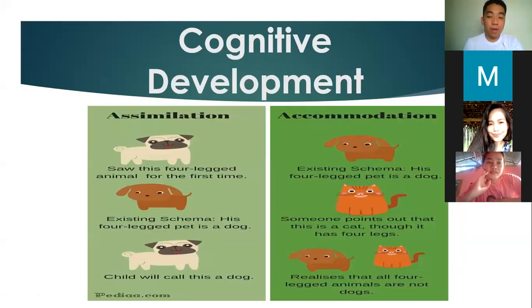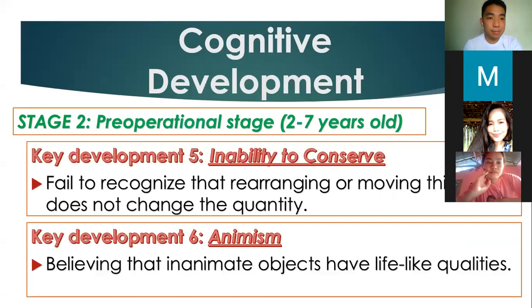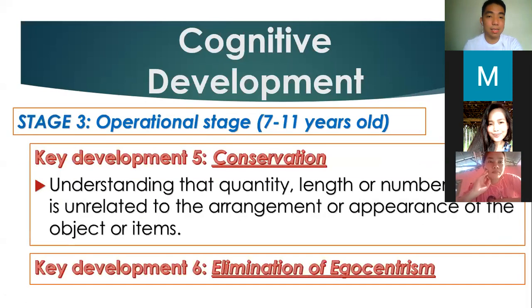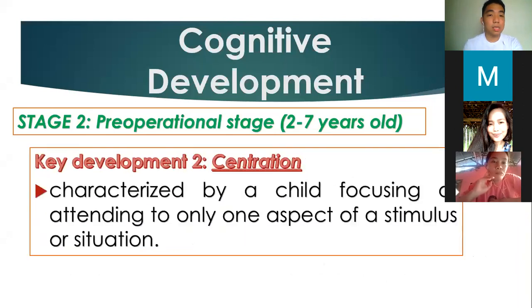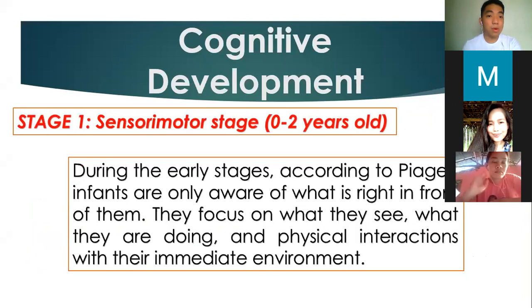So, in John Piaget's cognitive development, there are how many stages? There are four stages. Okay, this is very important. Each stage has key development that you need to remember. Okay, more junior kasi gara mo gawa sa exam. Okay, so we have the first one, the sensory motor stage, from the word sensory or senses and then motor. Okay, so stage one, from birth to 2 years old. During the early stages, according to Piaget, infants are only aware of what is right in front of them. Okay. They focus on what they see, what they are doing, and physical interactions with their immediate environment.